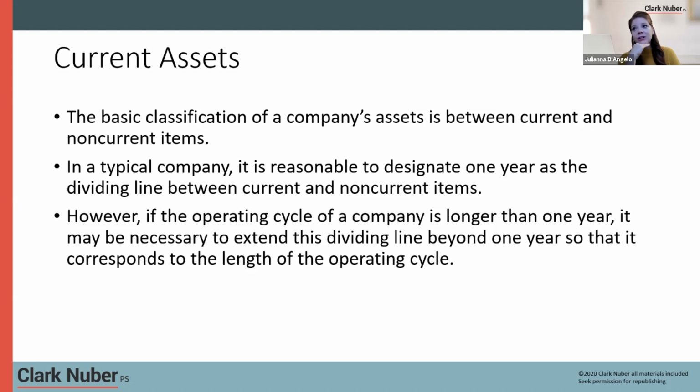So assets are divided into current assets and non-current assets. In a typical company, it is reasonable to designate 1 year as the dividing line between current and non-current items. However, if the operating cycle of a company is longer than 1 year, it may be necessary to extend this dividing line beyond 1 year so it corresponds to the length of the operating cycle. The operating cycle of a company is the average time it takes the company to purchase goods, resell the goods, and collect the cash from customers. I would assume for the bulk of your companies, it would be a 12-month period, but on occasion, there's a 13-month period. You never really know. So just something to keep in mind.